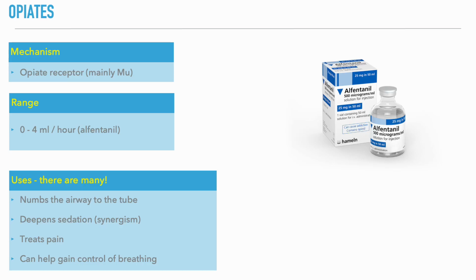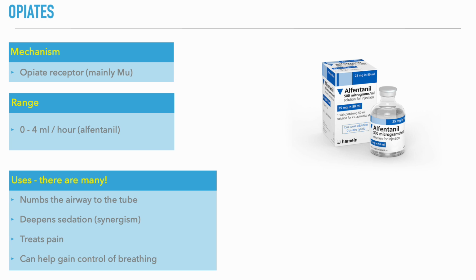Next of our sedation options is to use opiates. Opiates work on the opiate receptors and mainly the mu receptor. Depending on what opiate your unit uses, quite commonly it will be alfentanil, and a typical range will be 0 to 4 mils per hour.